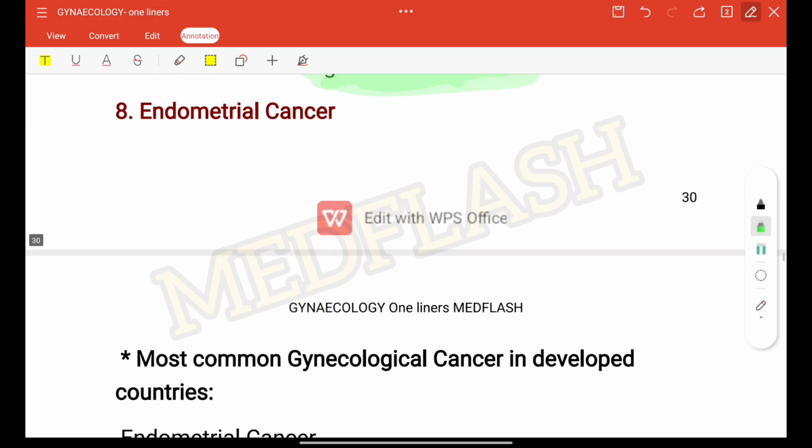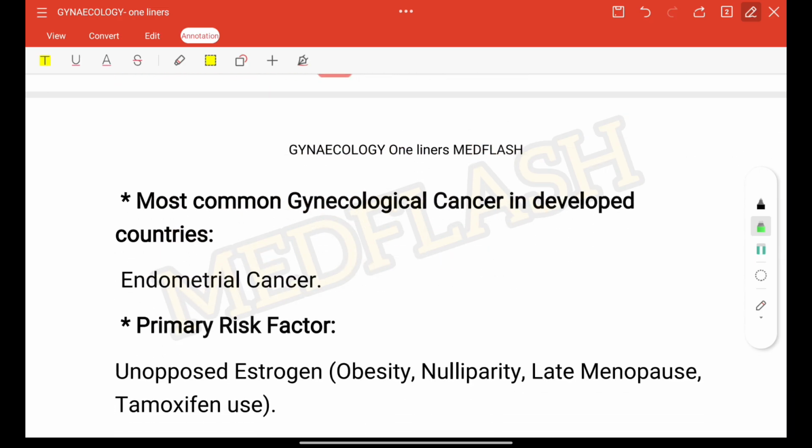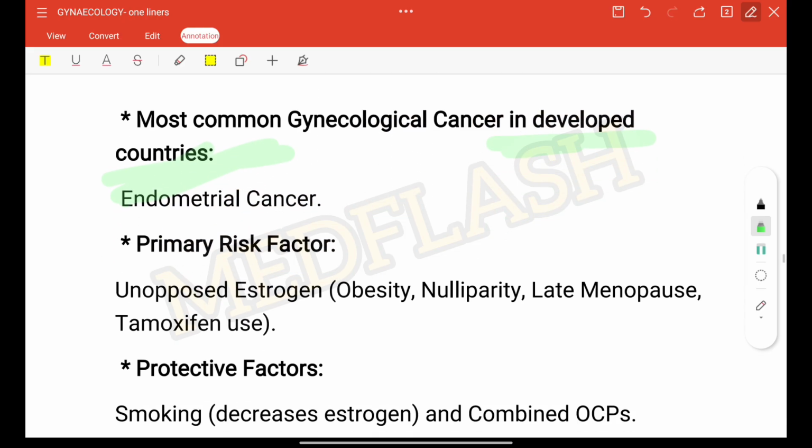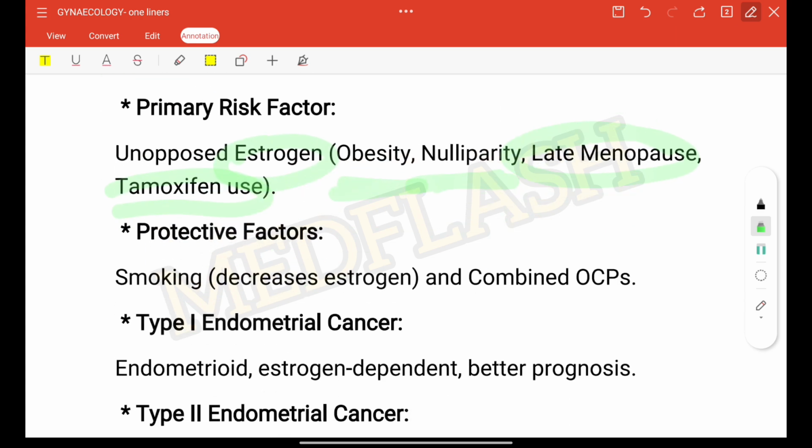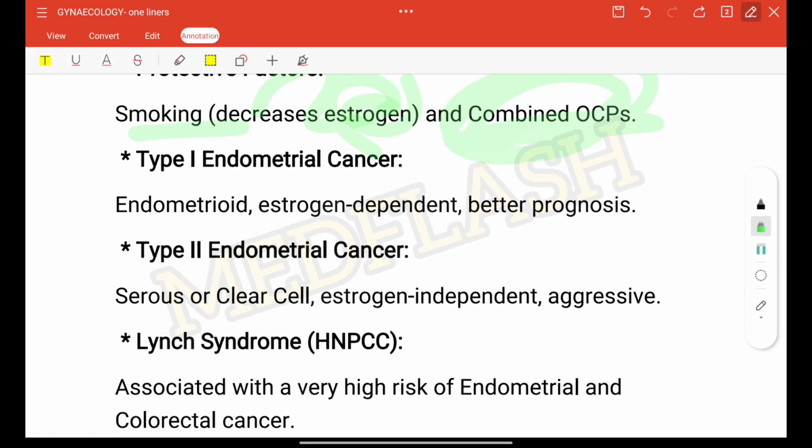Endometrial cancer is the most common gynecological cancer in developed countries. Primary risk factors: unopposed estrogen, obesity, nulliparity, late menopause and tamoxifen use. Protective factors are smoking, which decreases the estrogen, and combined oral contraceptive pills. Type 1 endometrial cancer, which is endometrioid, is estrogen dependent with better prognosis. Type 2 endometrial cancer is serous or clear cell, estrogen independent, which is aggressive.